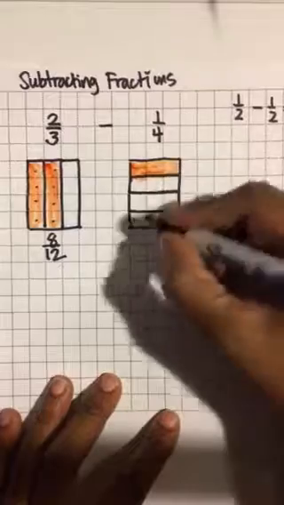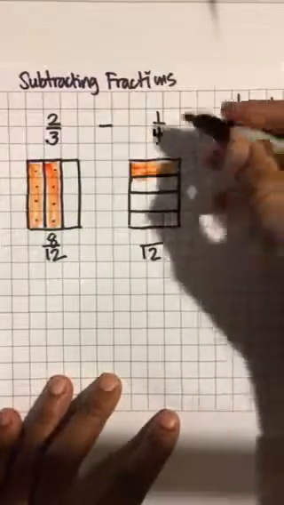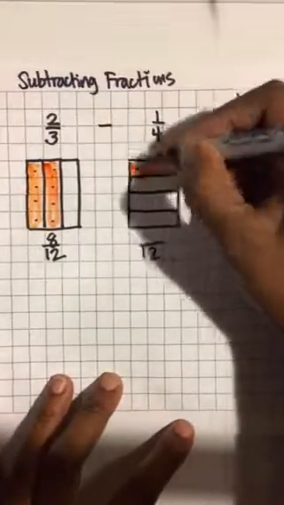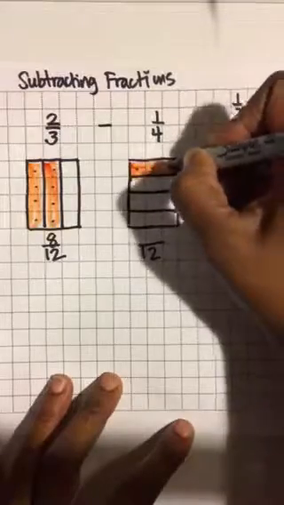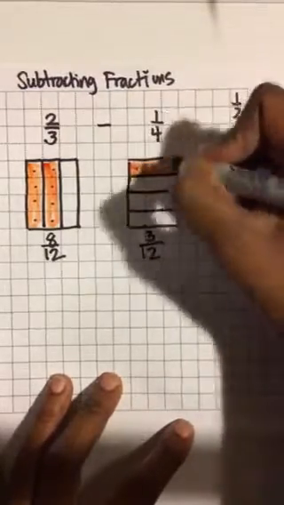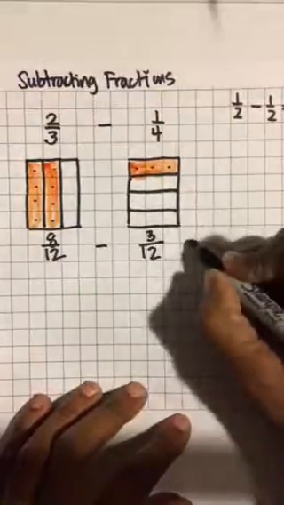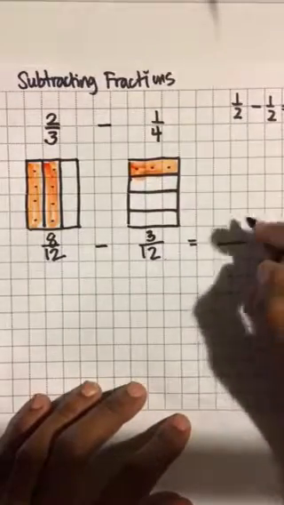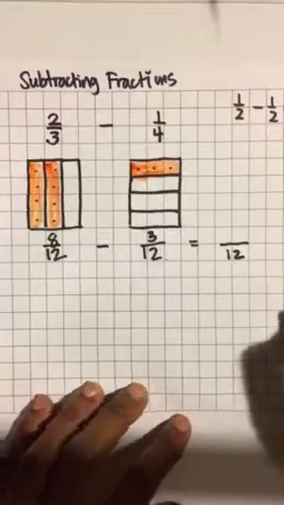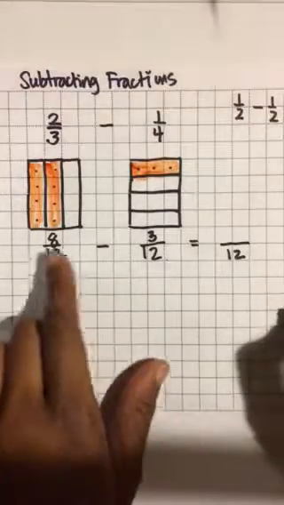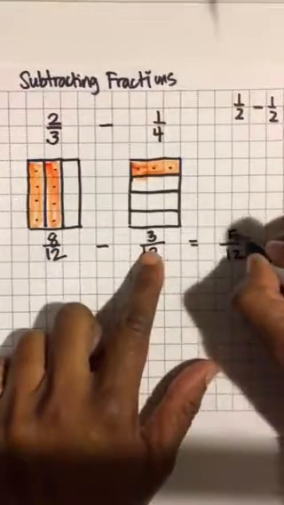3, 6, 9, 12 gives me the whole. And then I need to count how many individual pieces. 1, 2, 3. So 1/4 is equivalent to 3/12. We don't ever add or subtract denominators, so I simply rewrite my common denominator of 12. And then 8 minus 3 is 5.